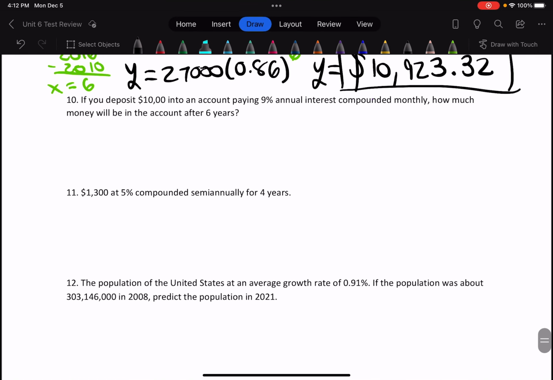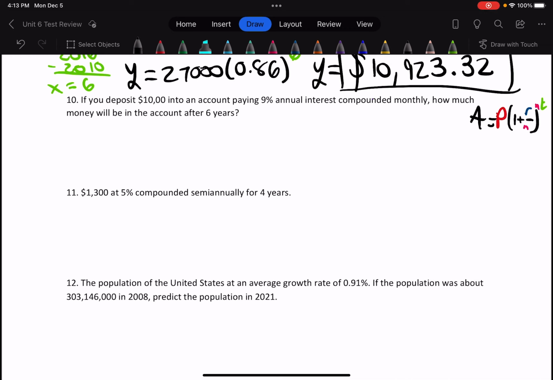All right, guys, this is going to be the last video for the Unit 6 test review, and we're going to be looking strictly at compound interest. So I know my compound interest formula is: my amount is equal to my principal multiplied by 1 plus my rate divided by my interval, or the number of times it's compounded yearly, raised to the power of my number of times it's compounded yearly times the time in years.